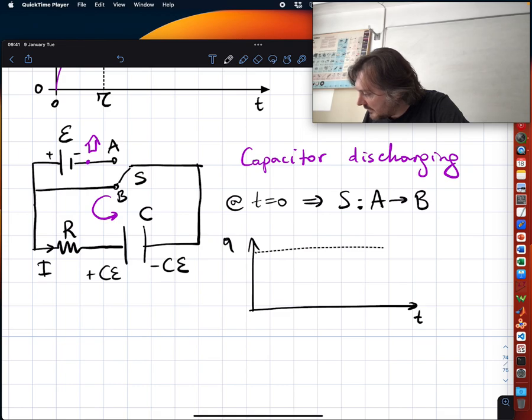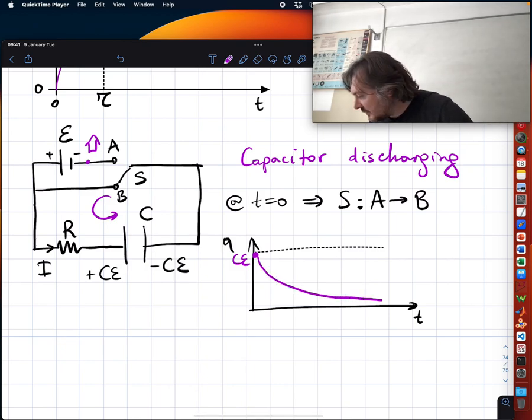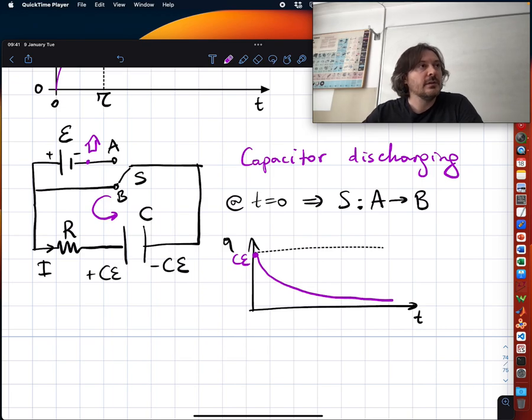It starts at C times E. So how would you draw the plot? No, that's charging. Now it's discharging. It starts from here, suddenly goes down and then just drops to 0. But now let's actually solve it. Do we have time? We have 3 minutes.